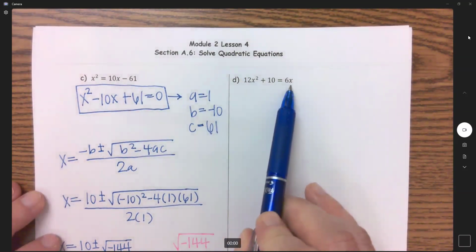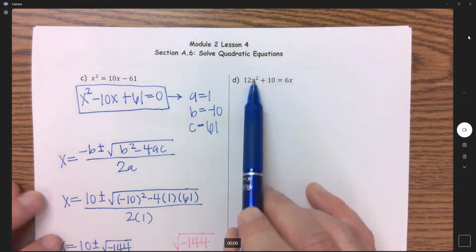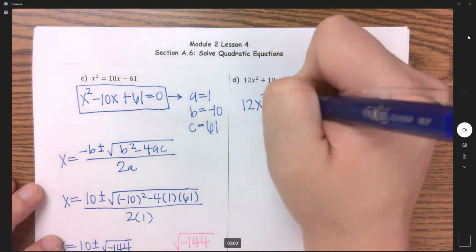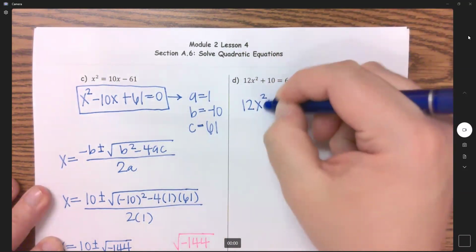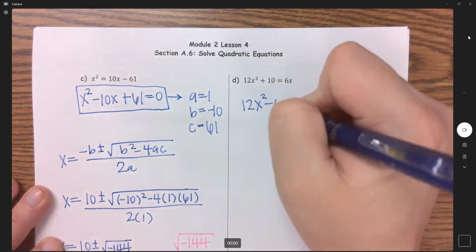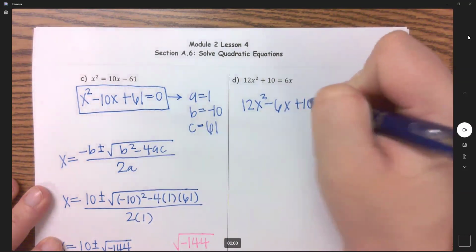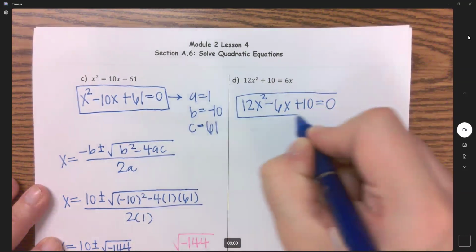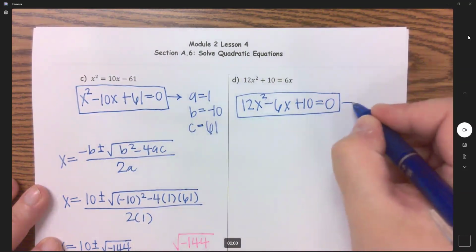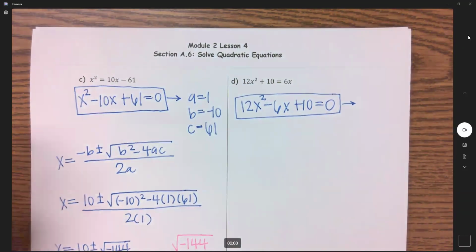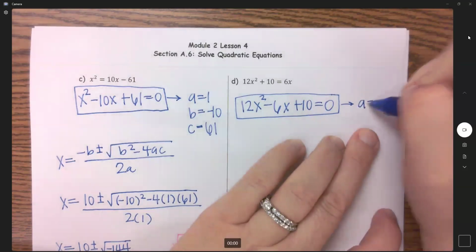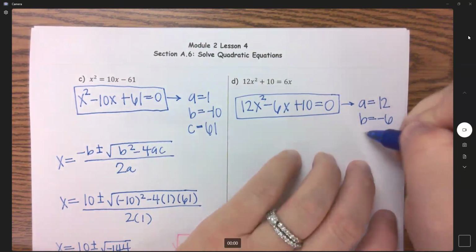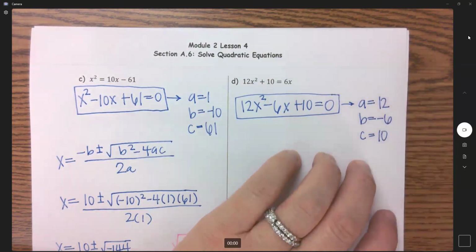First thing we need to do is put this into standard form. So we need to subtract this 6x over. So this is 12x minus 6x plus 10 equals 0. So I am using this to label my A, B, and C. My A is 12, my B is now negative 6, and my C is 10.